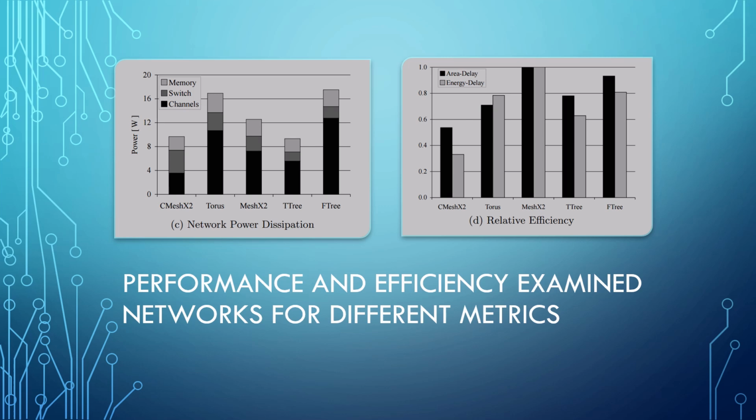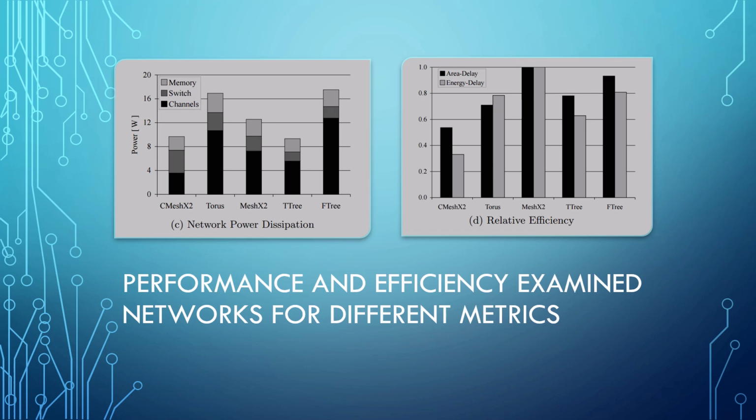On graph C, we see the network power dissipation. Here we see CMesh and T-Tree winning the power dissipation battle. Looking at CMesh here, it's somewhat evenly distributed in terms of power dissipation. Memory takes a little less, but channel and switch are about even. And looking at the rest of the data points, we see that channel power dominates the power consumption, which is interesting because in the previous slide we saw that channel area dominated the area consumption as well.